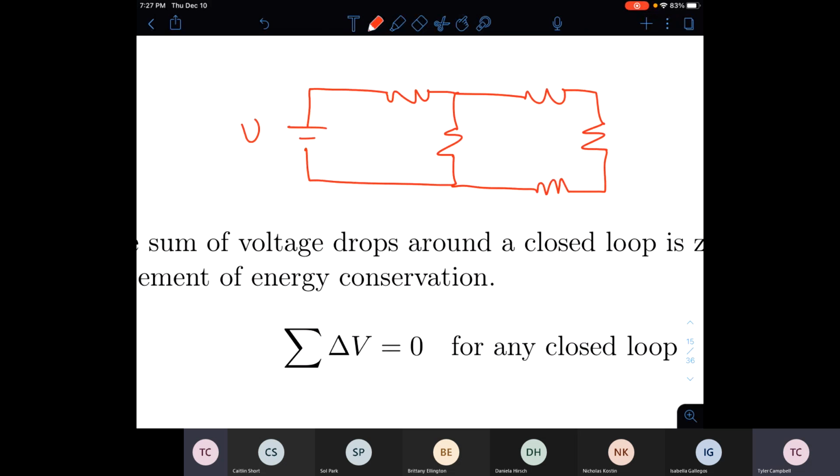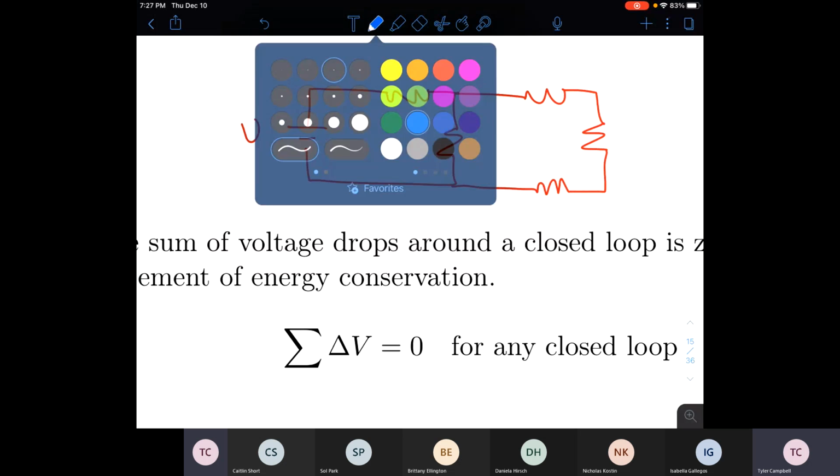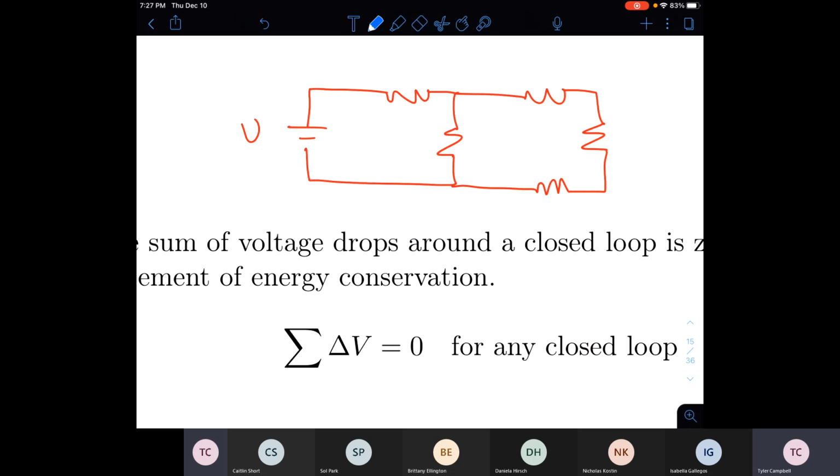First things first, I want to define what a loop is. The way I would define it is any path you can draw in a circuit, starting from one place and ending at that same place. This circuit, for example, has 3 distinct loops. Let's say I start here, go all the way around this first loop, and end up in that same spot. That would be my loop 1, which I'll call L1.